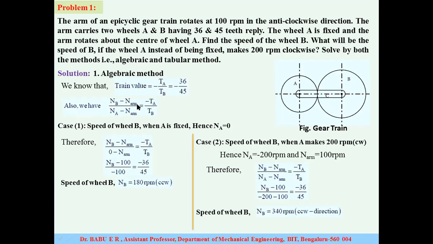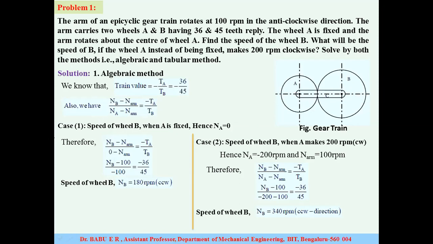Now we also have the formula, which I already explained in the previous section. NB minus NRM divided by NA minus NRM equals minus TA by TB. That is, the speed of gear B relative to the arm is NB minus NRM. Similarly, the speed of gear A relative to the arm is NA minus NRM, which equals minus TA by TB. So this is the formula.